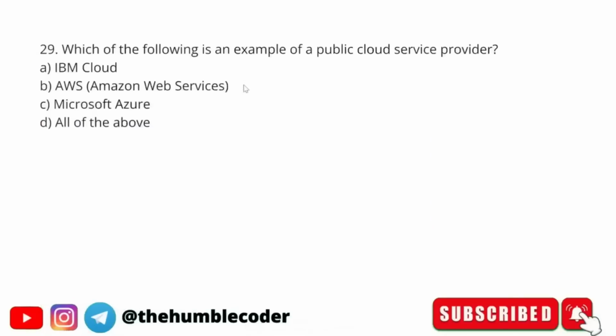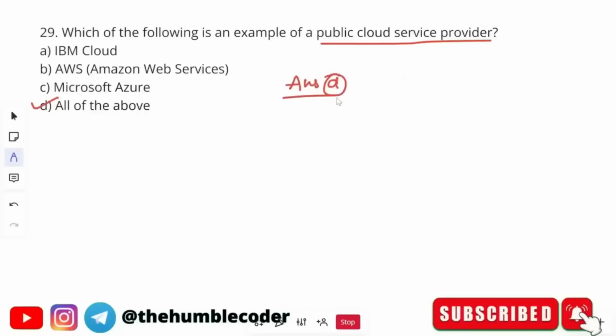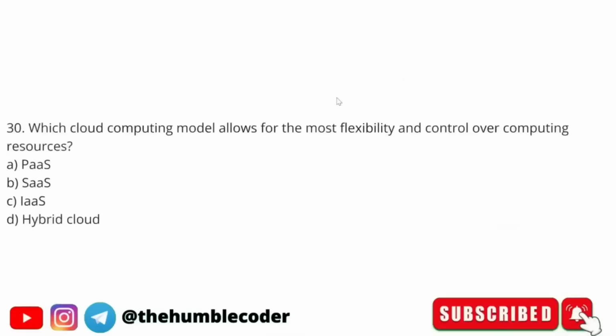Moving on to the next question. Which of the following is an example of public cloud service provider? Let's see the options that we have. First option is IBM Cloud. Second is AWS, that is Amazon Web Services. Third is Microsoft Azure. And fourth is option D, which is all of the above. So again, in this case also, the correct answer is option D, that is all of them are examples of public cloud service providers. Moving on to our next question.